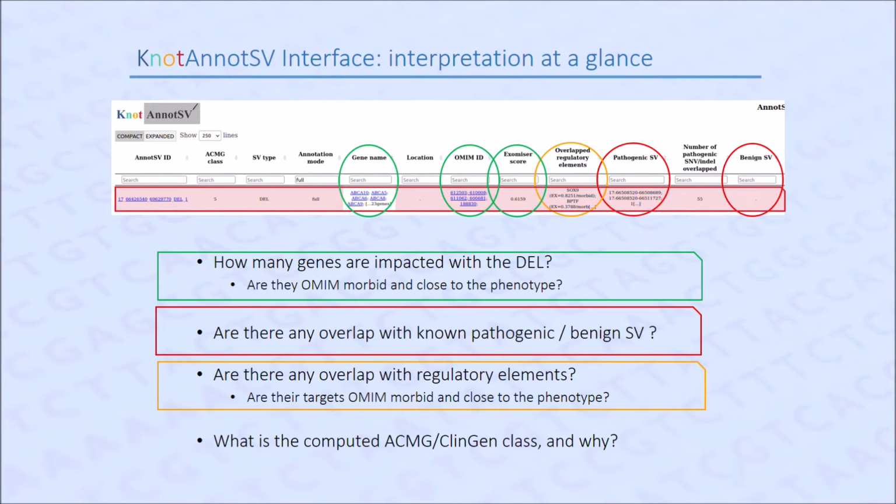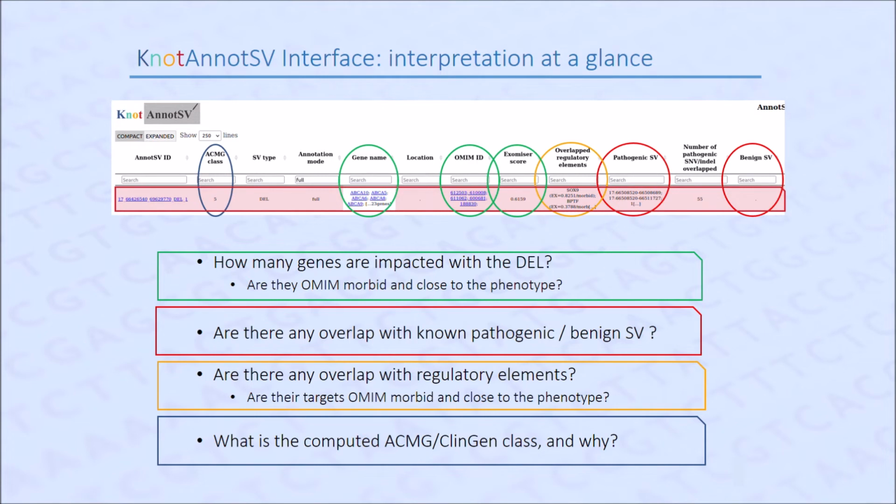This point is very interesting because the regulatory element of the SOX9 gene here is overlapped, and this is a morbid gene that is scored 0.8 with the Exomiser module, just here. So this can explain the patient's phenotype.